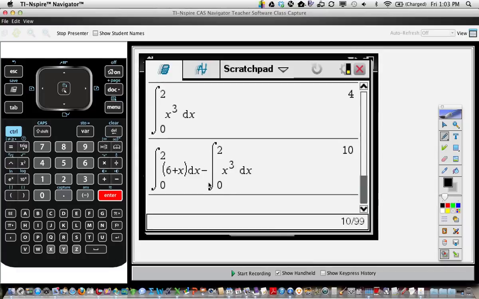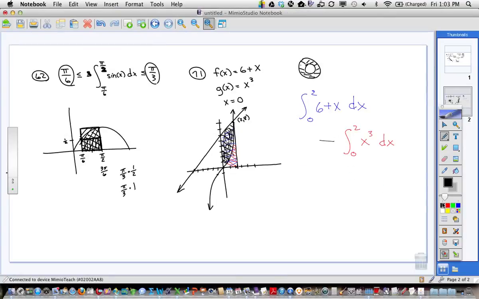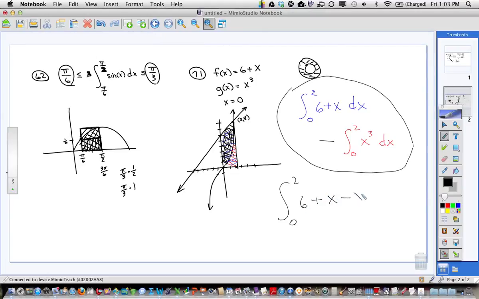Now, that would be an okay answer for part B. But also what we could do then is we could take the rule we learned and worked on the other day of how you can split apart an integral. We can do that same thing to put an integral together. So we could write this as a single integral that would be what? The integral of 6 plus x minus x cubed, right? And Mandy typed that in.